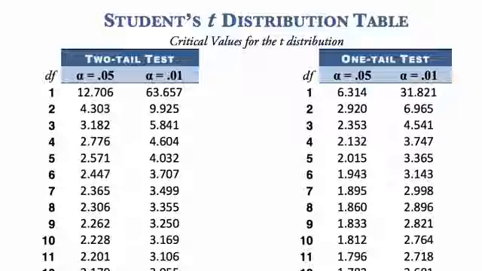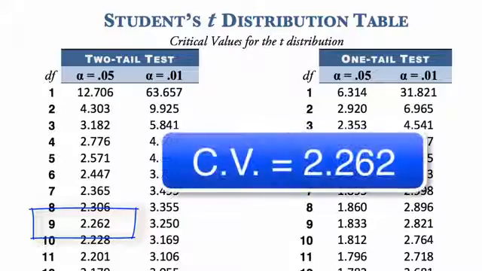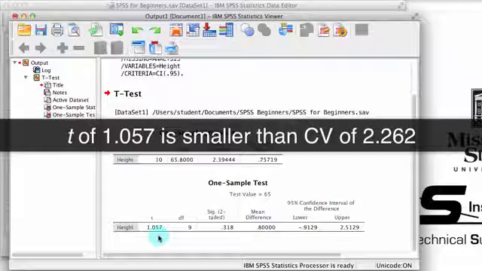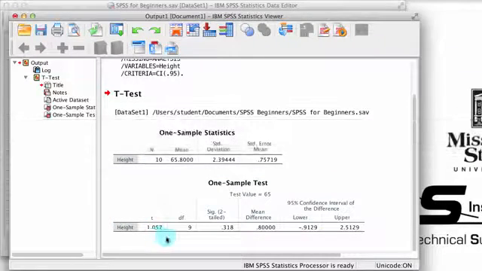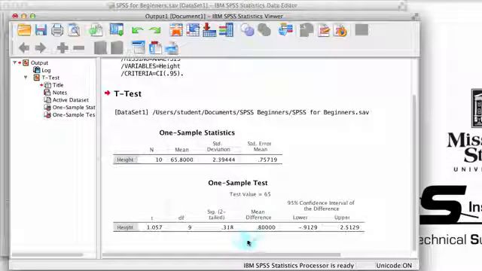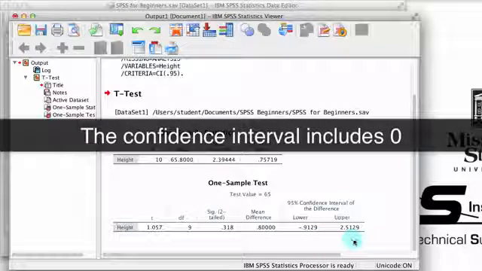So I looked up the critical value on Student's t-table and I found that for a test with 9 degrees of freedom, the critical value is 2.262. This t-value is smaller than 2.262. I can see that the p-value is 0.318, which is larger than 0.05. And finally, I can see that the lower confidence interval is negative, but the upper value is positive. So this confidence interval crosses 0.